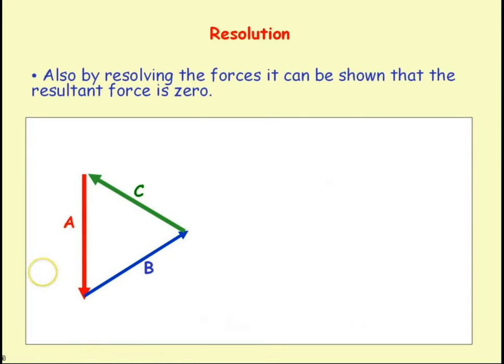We can also show that the resultant force is zero if we resolve the forces, i.e. resolve for B and C. So if we first consider B, which is acting to the right and upwards, it has a horizontal component to the right and a vertical component upwards. And then if we consider C, which is acting to the left and upwards, it's got a horizontal component to the left and a vertical component upwards. So B can be replaced by BH and BV, and C can be replaced with CH and CV.